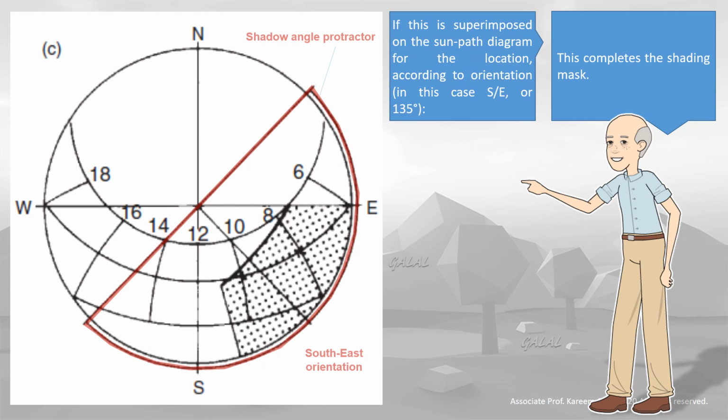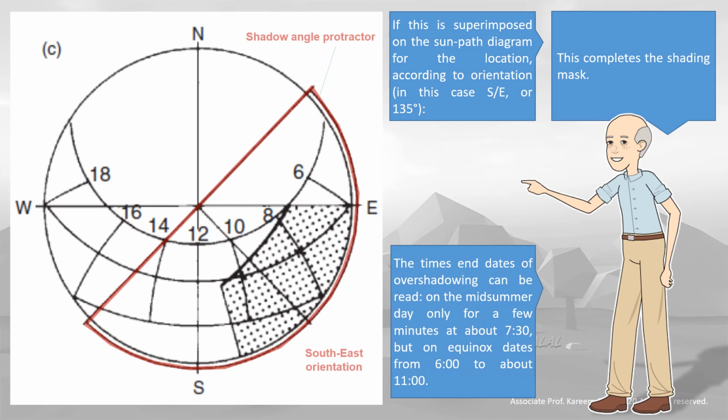If this is superimposed on the sun path diagram for the location, according to orientation, in this case southeast, or 135 degrees, the times and dates of overshadowing can be read. On the midsummer day, it is only for a few minutes at about 7:30. But on equinox dates, it is from 6 o'clock to about 11 o'clock.